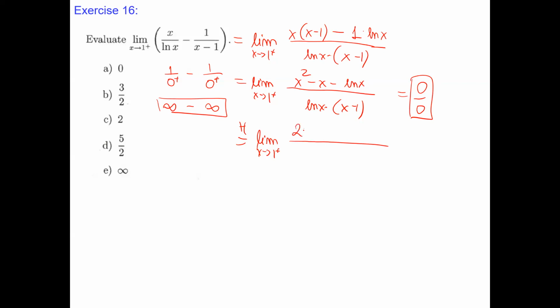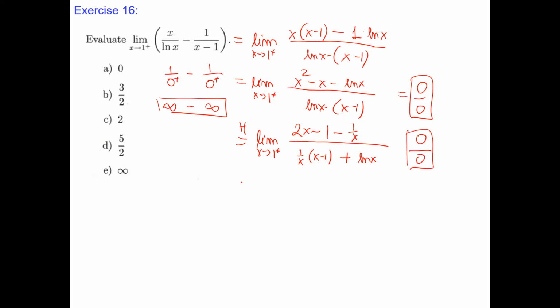Derivative of x squared is 2x minus 1. Derivative of natural log of x is 1 over x. Now, actually, in the denominator, we have to use the product rule. Derivative of natural log of x is 1 over x times x minus 1, plus natural log of x times derivative of x minus 1, which is 1. Okay, let's see what we have. We have 2 minus 1 minus 1. Oh, well, 0. This is 0 because 1 times 0, and natural log at 1 is 0.